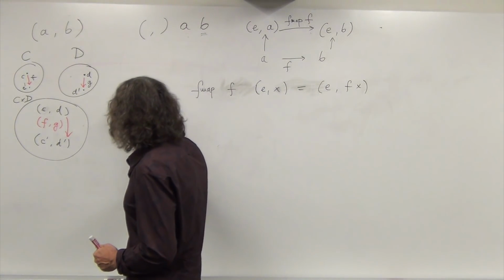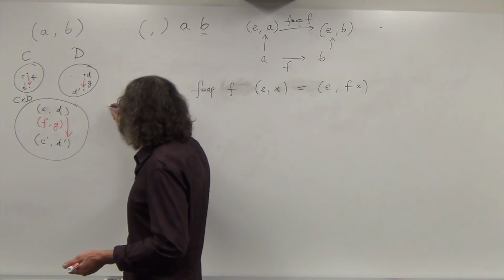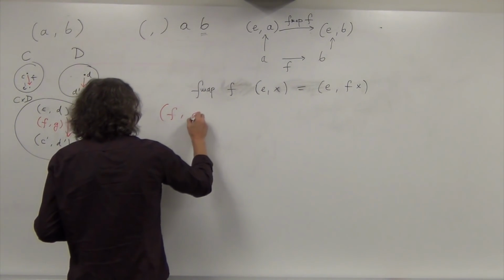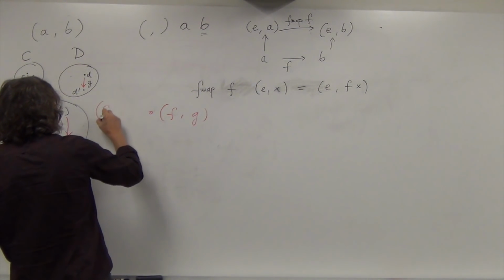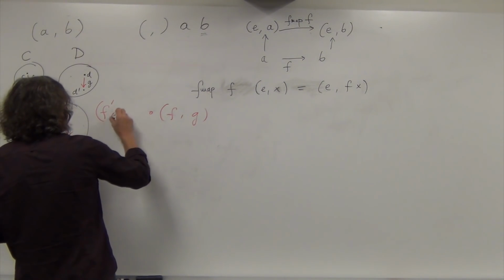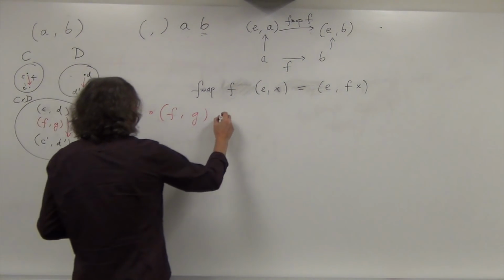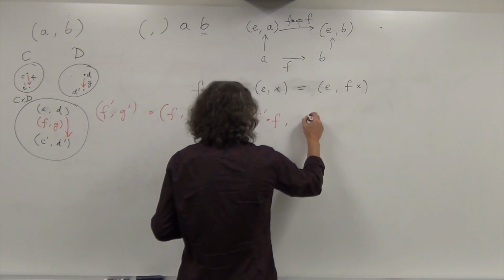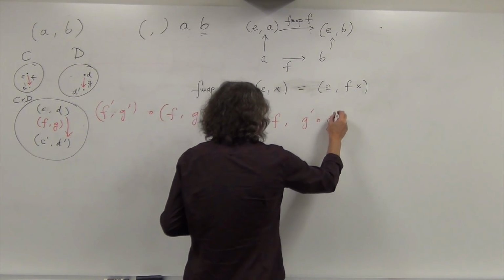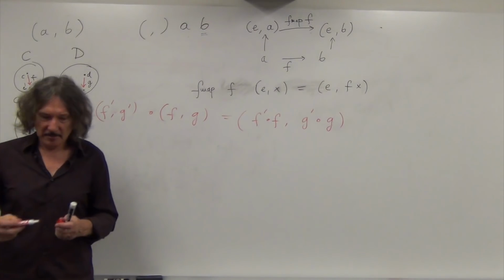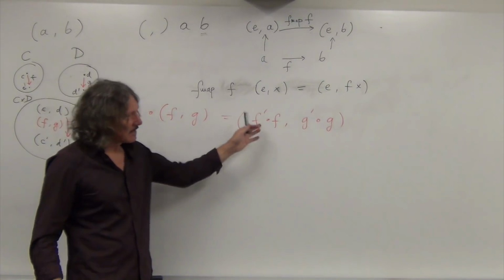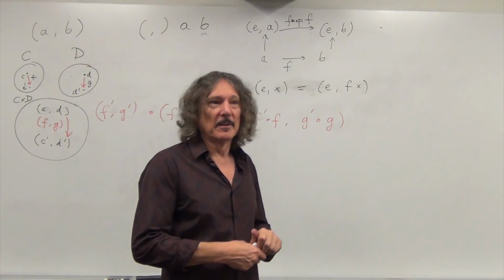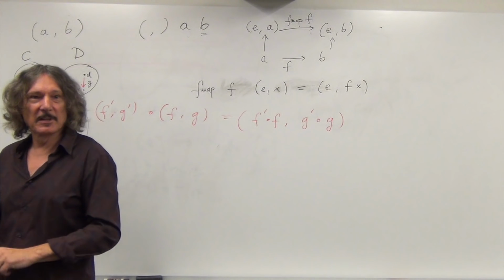Yeah? No problem, right? So if I want to compose, let's say, (F, G) with some (F', G'), well, this will be just F' after F, comma, G' after G. And I have composition, right? And since this composition is just the composition of original morphisms under the hood, it's obviously associative, right?